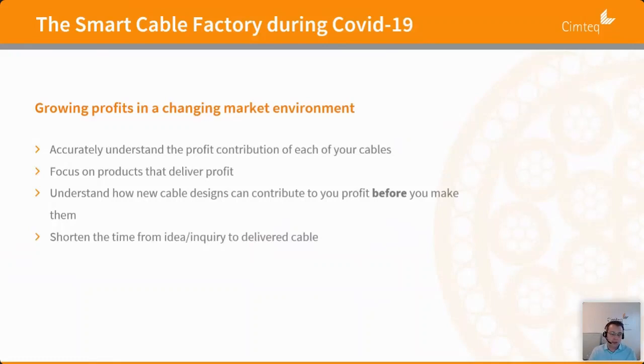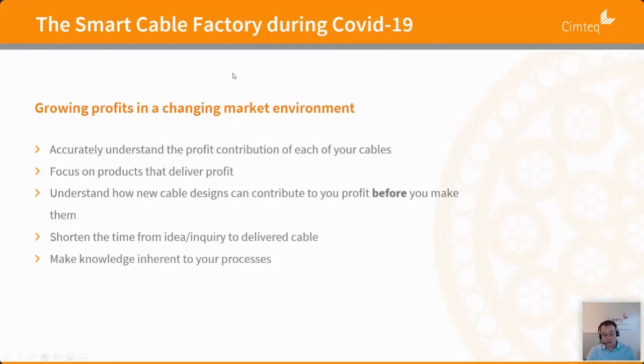And of course, in such a time, if you need to change, if you need to adapt, it's critical to shorten the time from having a new product idea or a new product inquiry to the delivered cable. That product cycle needs to be as short as possible, because, like in finance, you talk about the cash-to-cash cycle, and that's basically it. So this is how the current COVID-19 situation ties in with the idea of the smart factory. These are the things we will be working on in the smart factory to make the companies more robust, more sustainable, even in a rough environment.